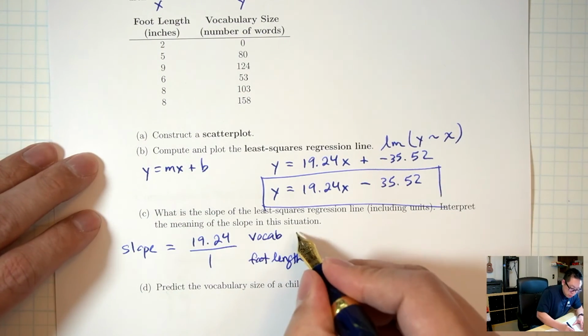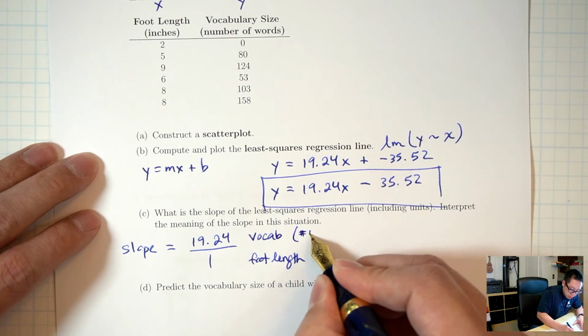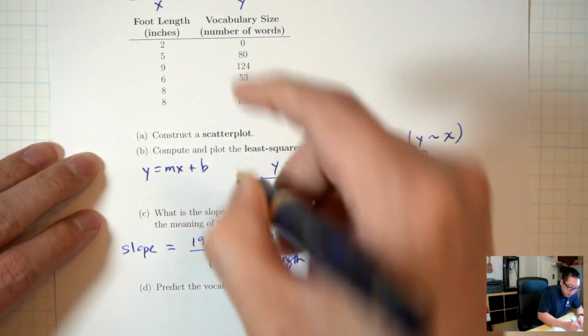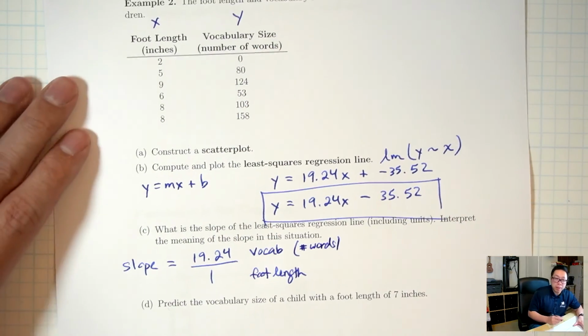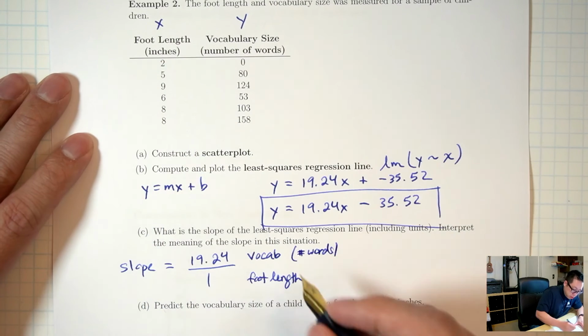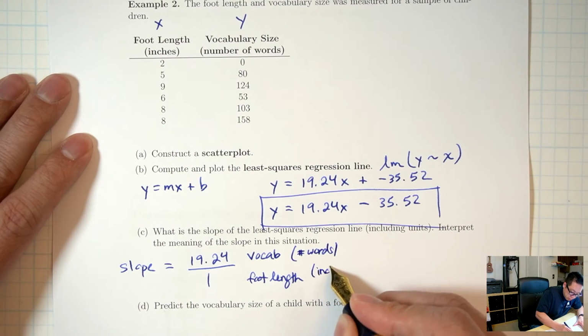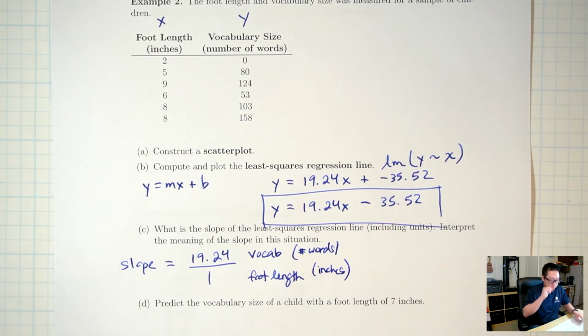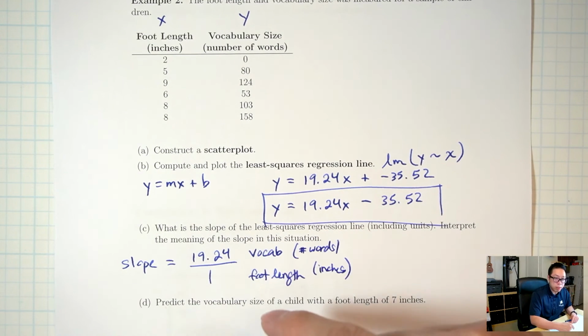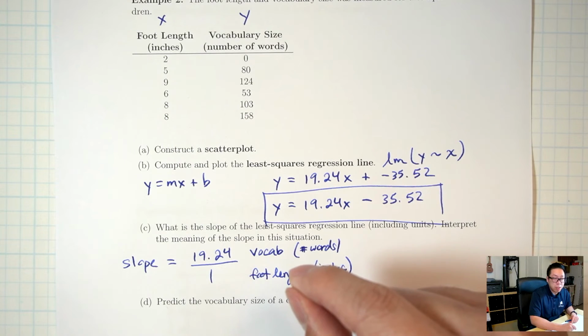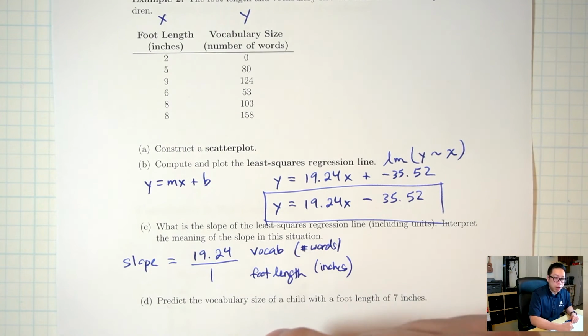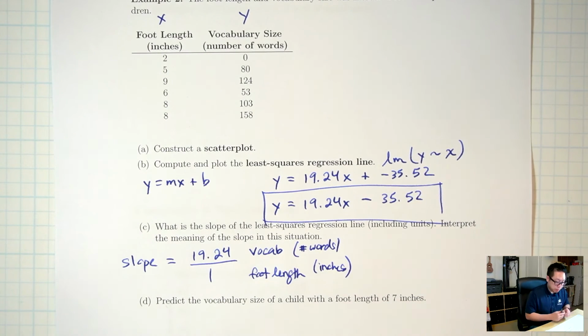You can also say number of words, since that's actually the units for the y. And then for the bottom, it's inches. Okay, y units over x units, and the reason is because slope is rise over run. Rise is the up-down, which is the y, and run is left-right, which is the x.